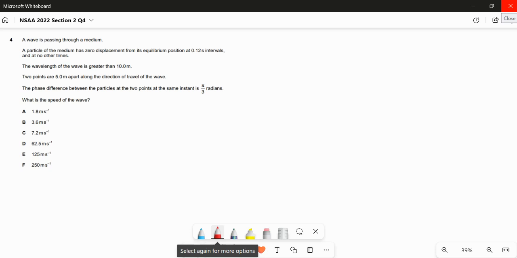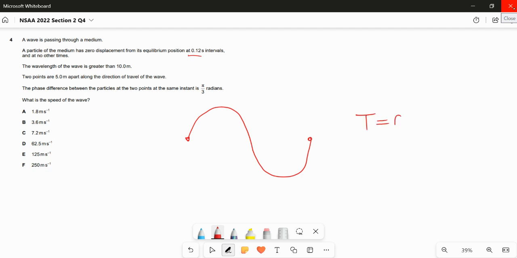A particle in the medium has zero displacement from its equilibrium position at 0.12 second intervals. So if we drew this particle going through a sine wave oscillation like that, then the time period must be two of these intervals, so 0.24 seconds.